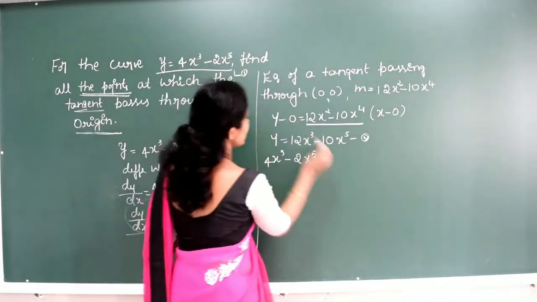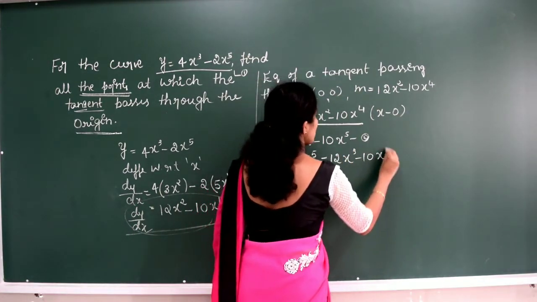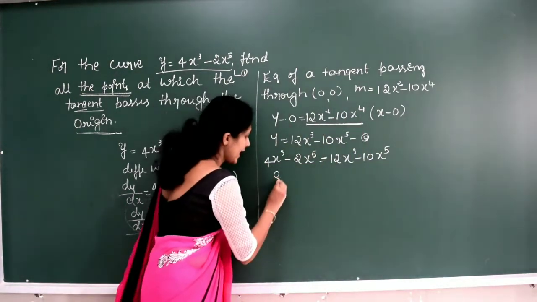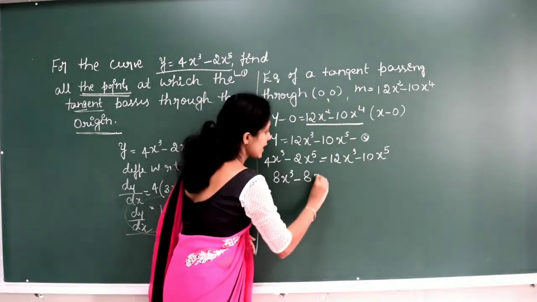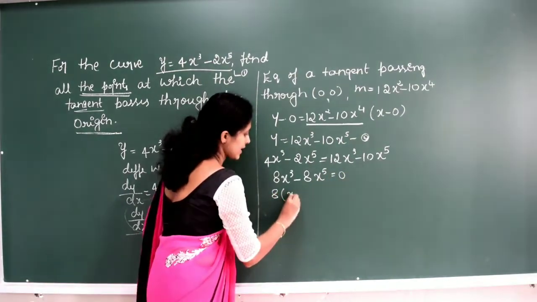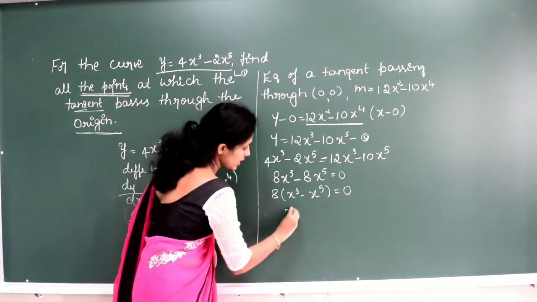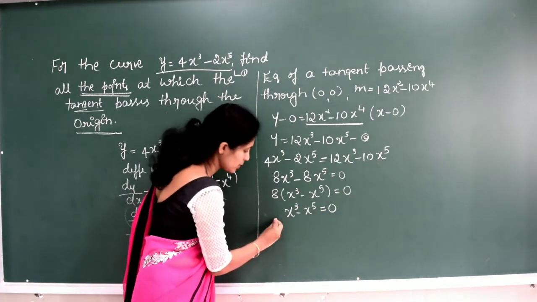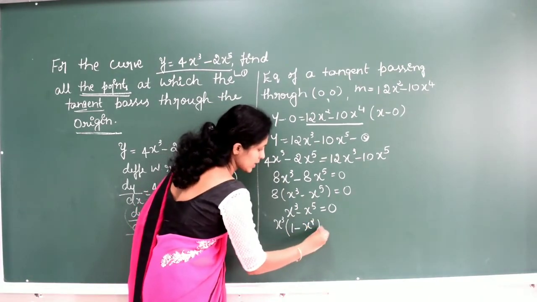Now 4x cube minus 2x to the power 5 is equal to 12x cube minus 10x to the power 5. Simplify this: 12x cube minus 4x cube will be 8x cube, and minus 10 plus 2 is minus 8x to the power 5, equal to 0. We can take 8 common, that is x cube minus x to the power 5 is equal to 0. Again here x cube is common, we will take out, remaining 1 minus x square is equal to 0.